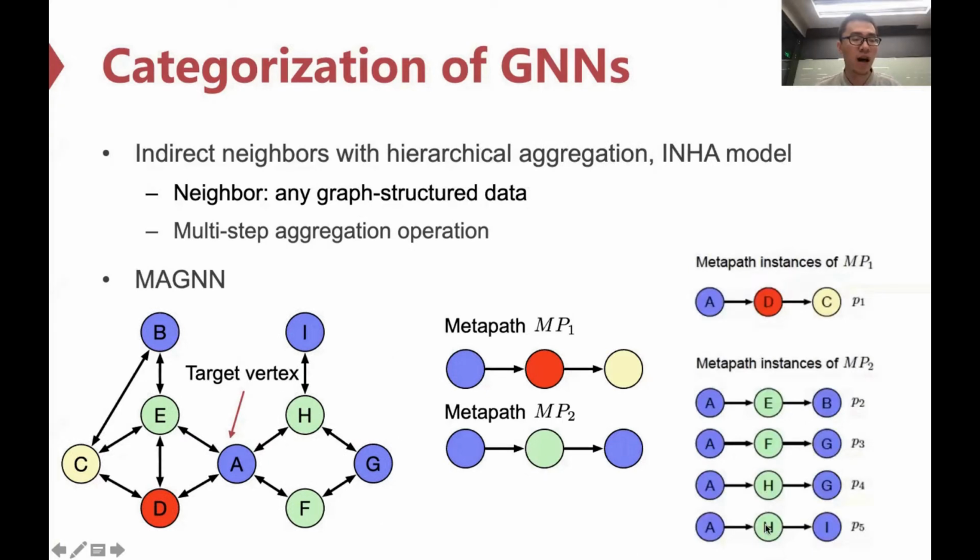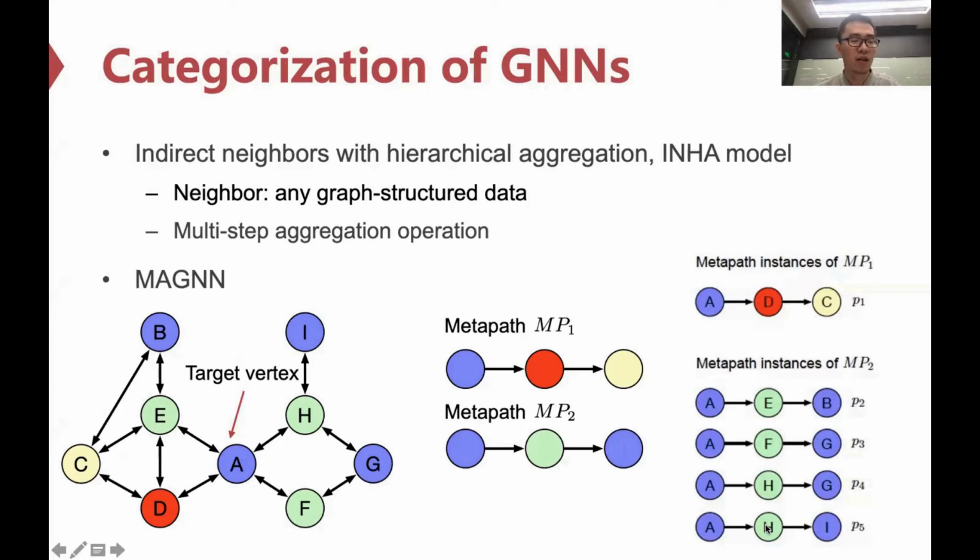The third class is the INHA model, indirect labels with hierarchical aggregation. In an INHA model, a label can be any graph-structured data. In the neighborhood aggregation, multi-step operations are allowed. MAGNN is an INHA model.